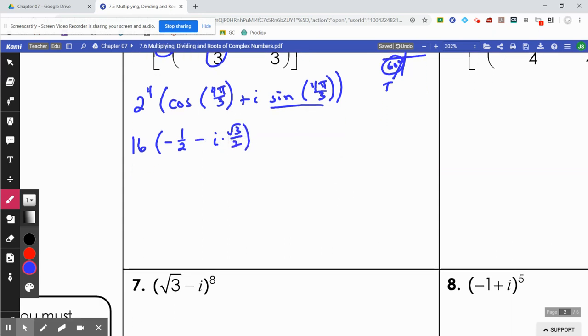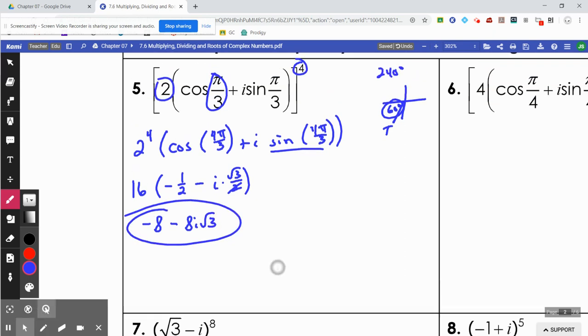Distributive property now, 16 and 2 will cancel, leaves you with negative 8. 16 times a negative is going to be a negative, and the 16 and 2 will cancel and leave you with an 8 and a 1, so that's going to be 8 root 3. And you can put the I out there just to make sure that you have it separated, or most people, again, will put the I in the middle right there. So negative 8 minus 8I root 3.